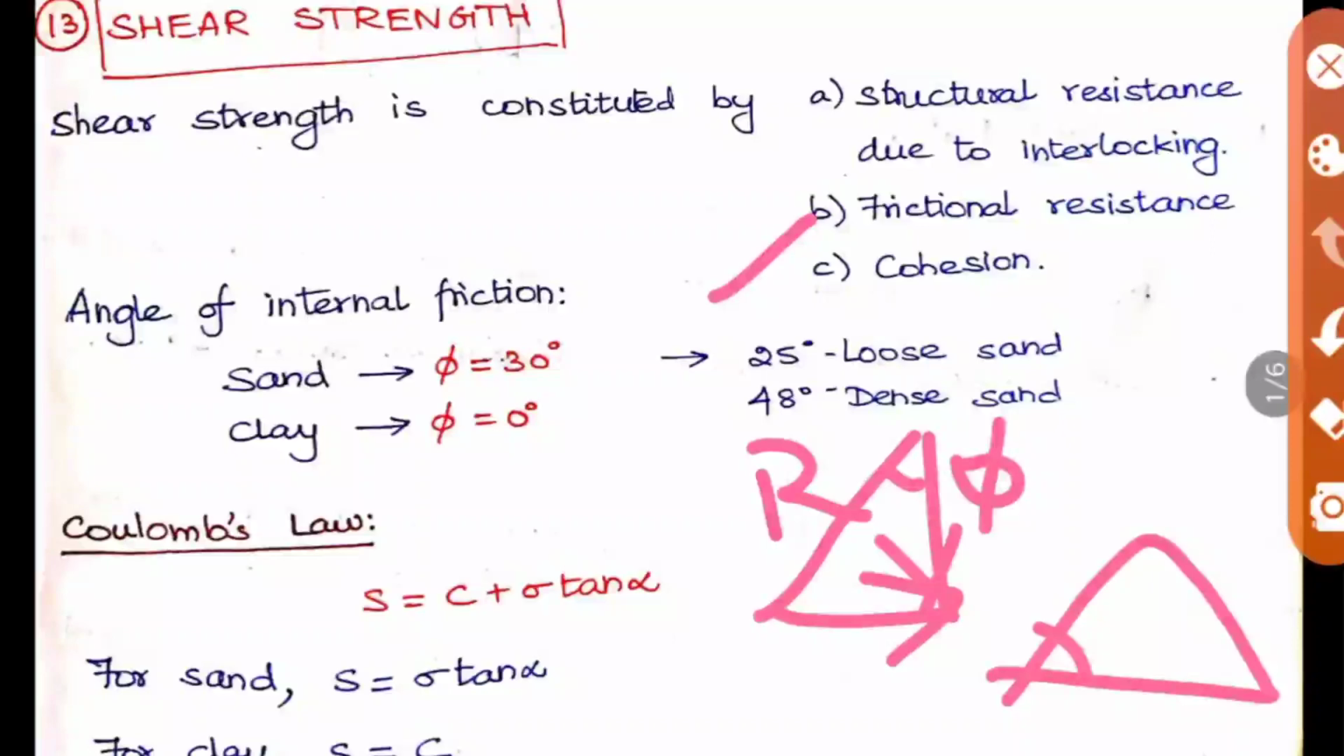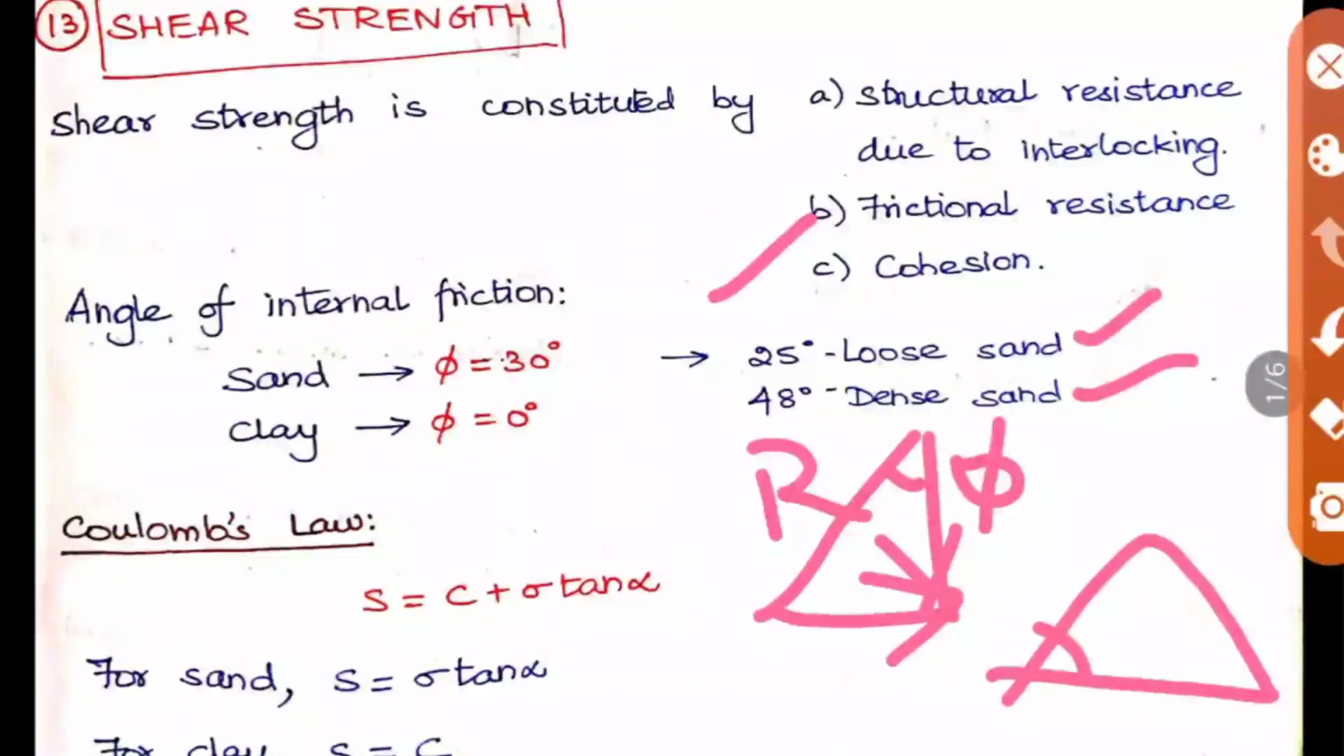This angle of internal friction is commonly 30 degrees for sand, and for pure clay it is 0 degrees. It can be greater than that also, but generally it is 30 for sand and 0 for clay. And for loose sand it is 25 degrees, and for dense sand it is 48 degrees.